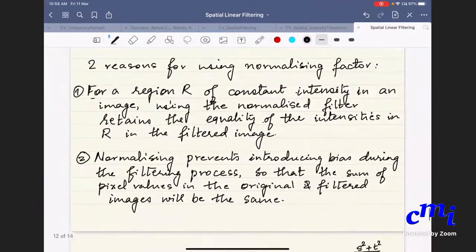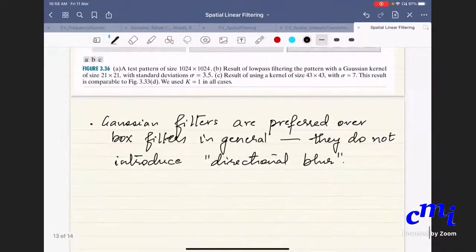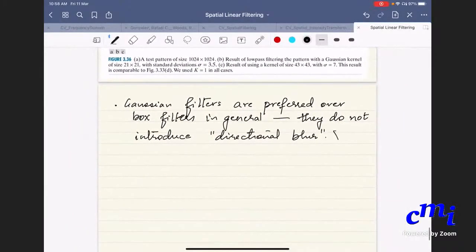For a Gaussian filter, that doesn't happen because of its symmetry in this way. Because it is circularly symmetric, you don't see those jagged edges. In fact, the blurring is smoother. So they do not introduce directional blur, and the blurring is smoother. So that is one of the basic reasons to prefer it.